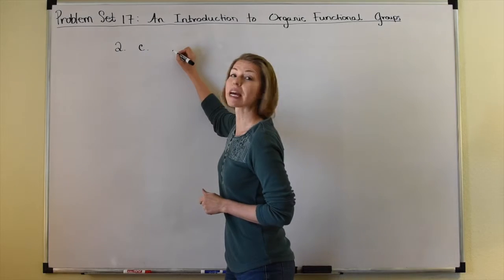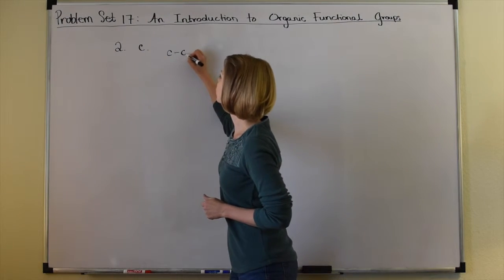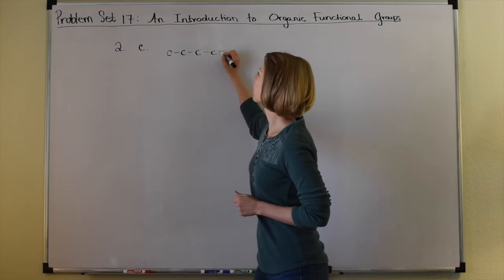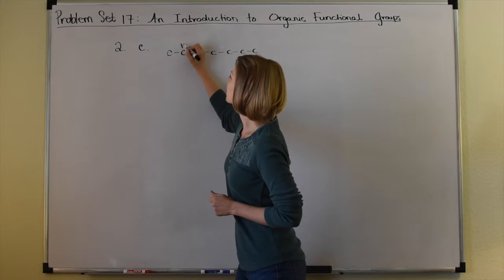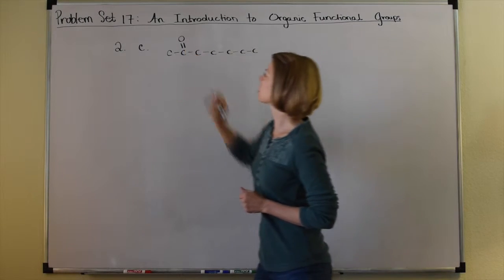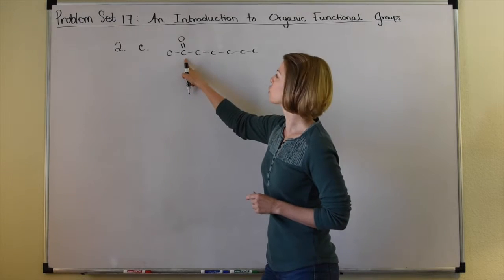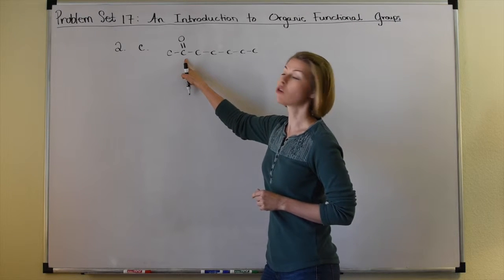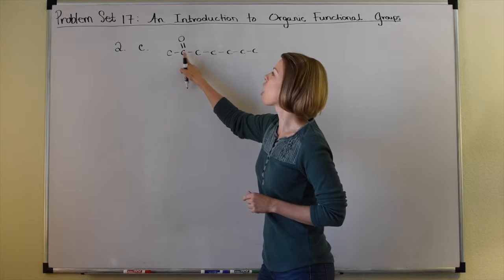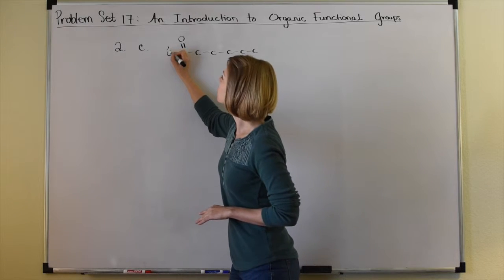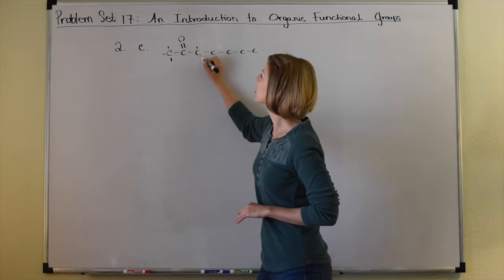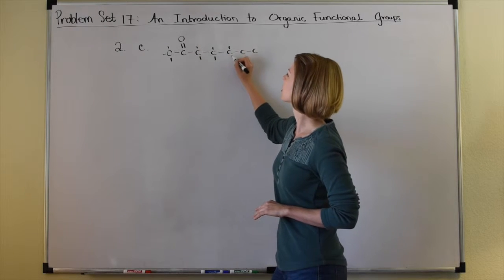So let's do expanded first. 1, 2, 3, 4, 5, 6, and 7. The ketone functional group at the 2 position, the 2nd carbon. Remember that the ketone has a carbon on each side of the carbonyl. And then I'll just go ahead and draw lines to all of my hydrogen.